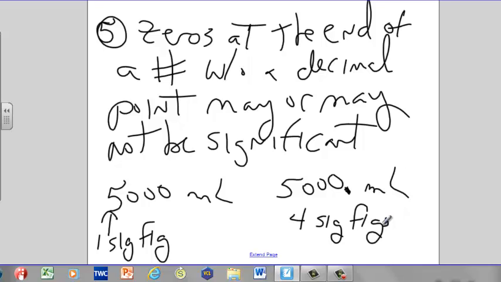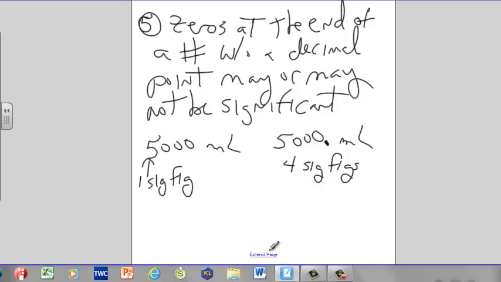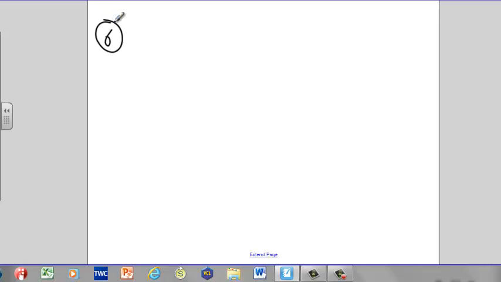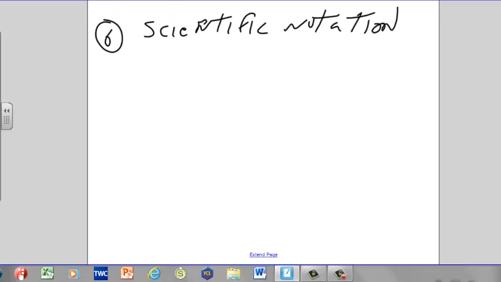Okay? What if I want one of them in the middle? The convention is I put a bar over the last significant digit. So if I do that, then I have 3 sig figs. And if I do that, I only have 2 sig figs. All of which is really annoying and confusing, right? So, instead of doing any of that, what we can do is scientific notation. Okay, so that's rule number 6. Scientific notation. Everything to the left of the times sign in scientific notation is significant.